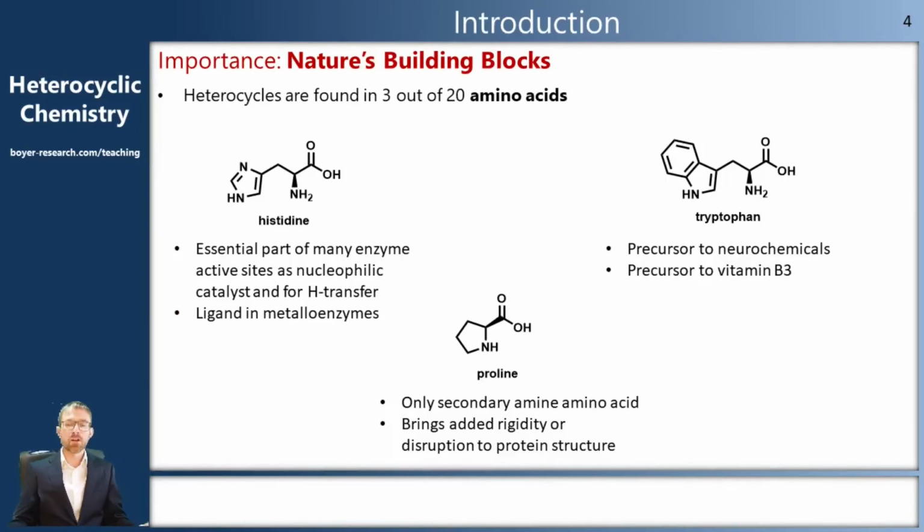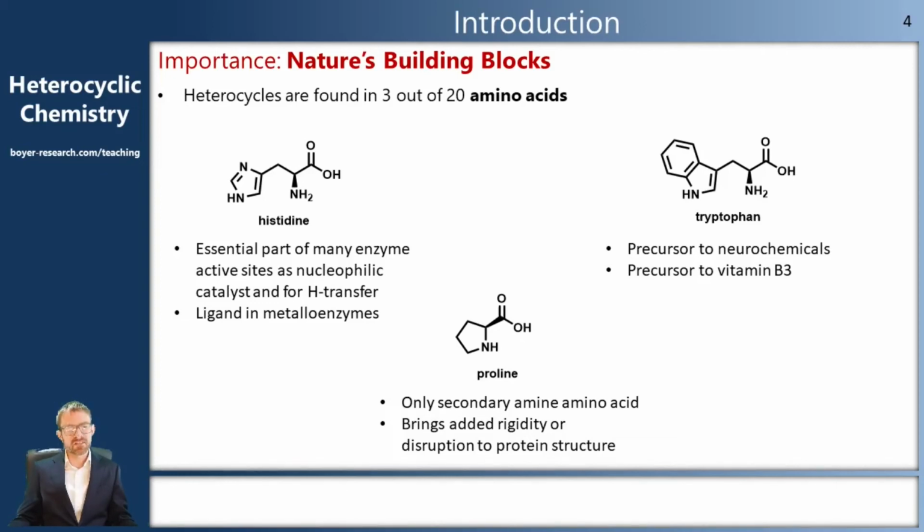And in fact, when we look to nature, we can see that nature uses heterocycles in the most important building blocks. So 3 out of the 20 amino acids in man contain heterocycles. Histidine and tryptophan have heterocycles on the ends. Histidine is extremely important in enzyme active sites as a nucleophilic catalyst and to help with hydrogen transfer, as well as being a ligand in some metalloenzymes. Tryptophan is related to things like morphine and LSD, so it's a key precursor to neurochemicals, and also to vitamin B3.